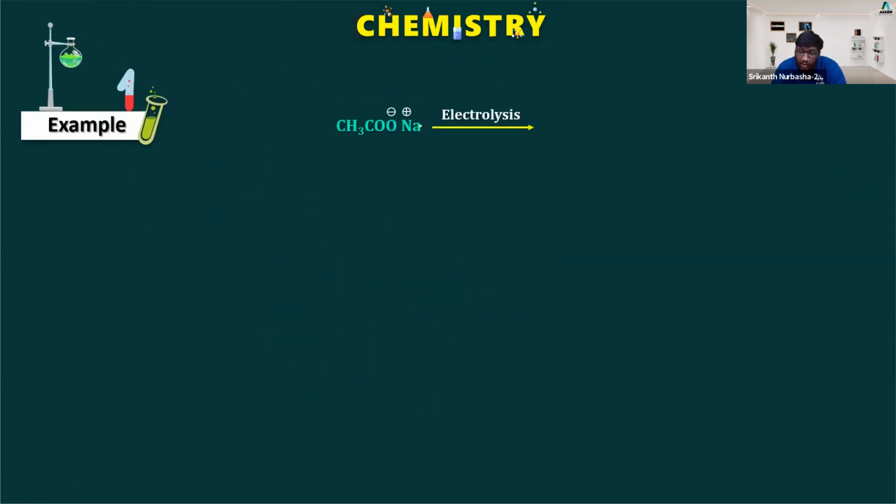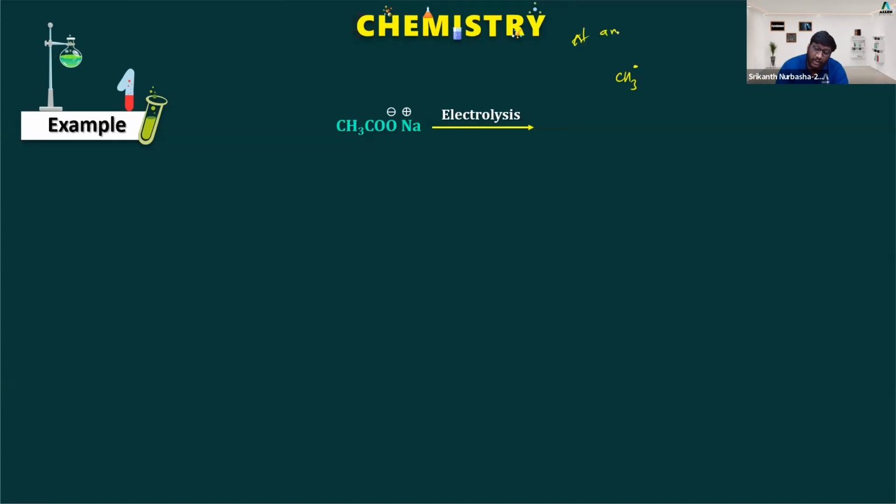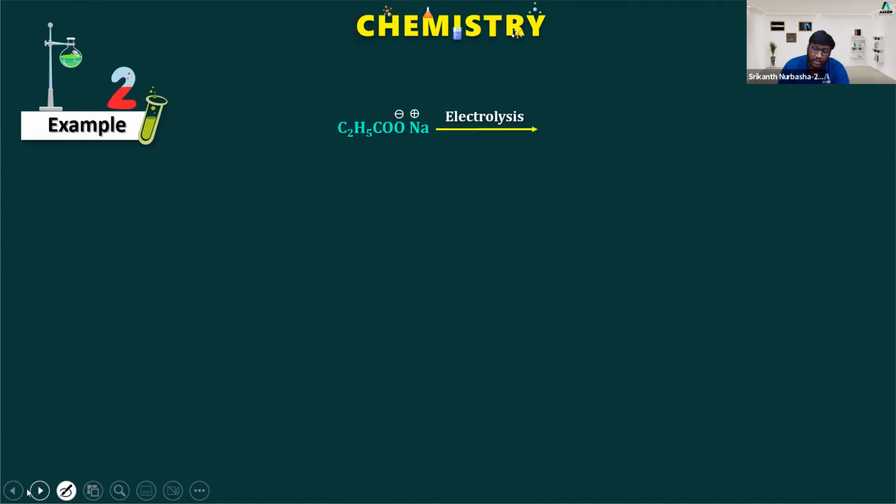CH3COO minus Na plus upon electrolysis forms what type of products? Ethane. CH3 dot you will get, because the CO2 is evolved. See, at the anode what happens? At the anode, CH3 dot plus CO2 is obtained. That CH3 dot will combine with one more CH3 dot to form C2H6. Ethane is obtained as the major product.